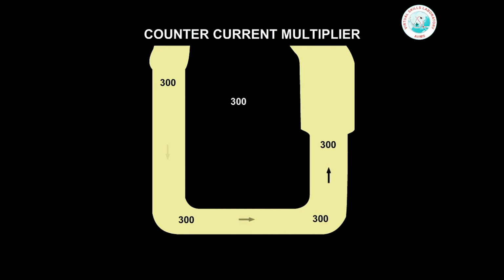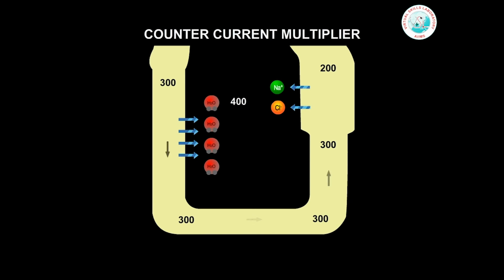The thick ascending limb actively reabsorbs the sodium chloride out of the tubules. Since the limb is impermeable to water, water does not accompany the sodium chloride, so the osmolarity of the interstitium increases and that of the tubular fluid decreases. Water moves out of the descending limb via osmosis. This makes the tubular fluid reaching the ascending limb more concentrated.